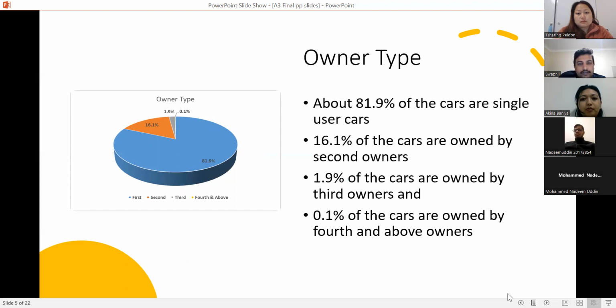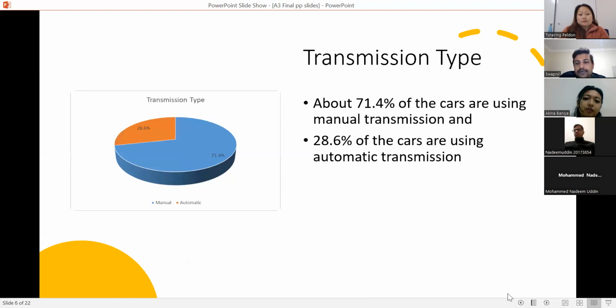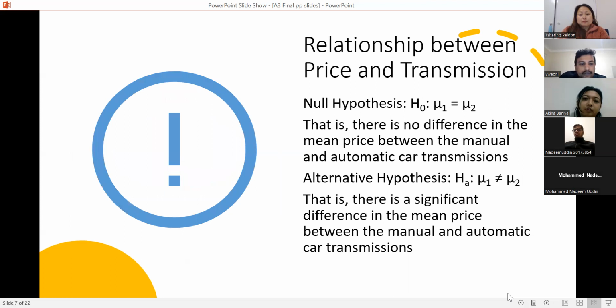So let's start with the term transmission type. As you can see in this graph, about 71.4% of the cars are using manual transmission and 28.6% of the cars are using automatic transmission. Next slide, please. Now I'm going to talk about the relationship between price and transmission.